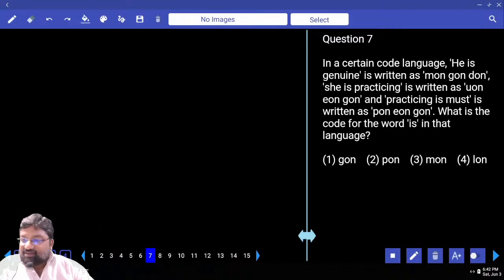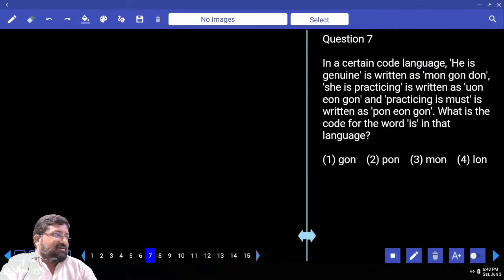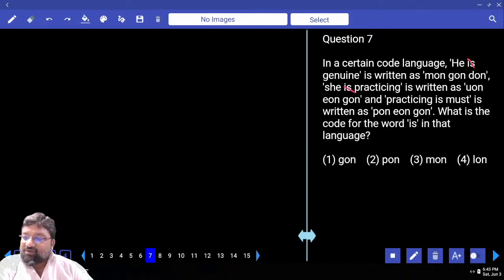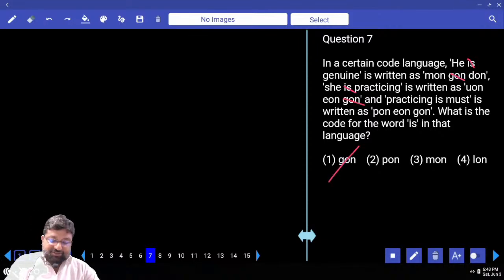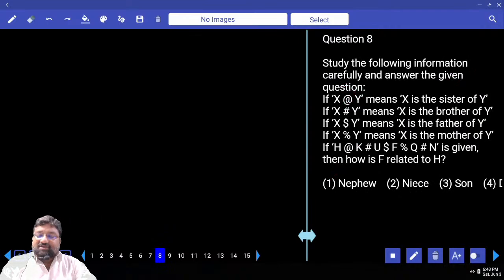For us, she is practicing and he is genius are enough. It is the only word that is common to 1 and 2. What is that word? GON. So what is the code for is? GON. Next, look at this question.